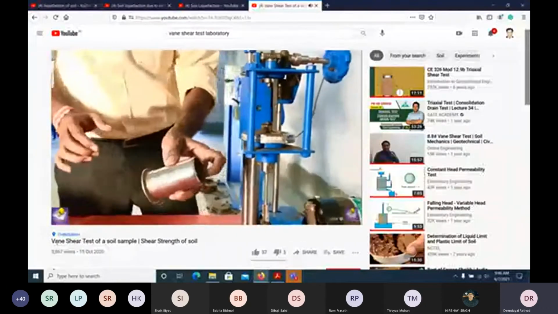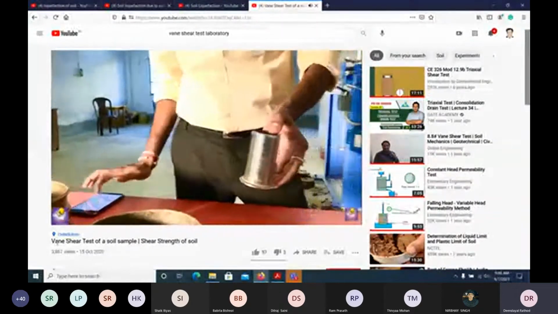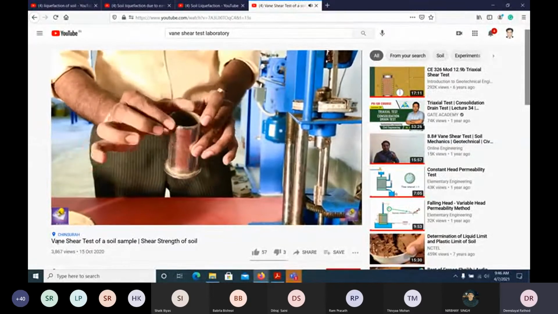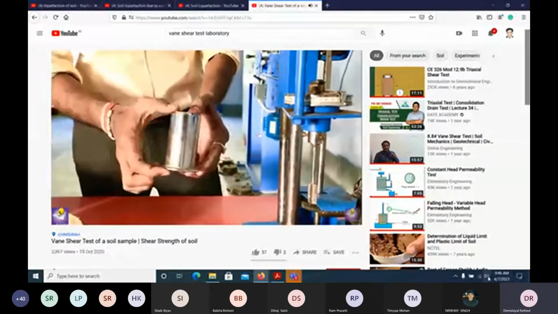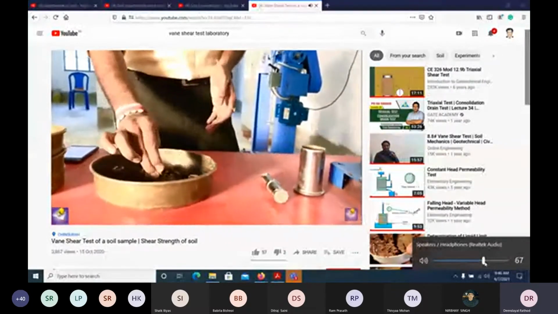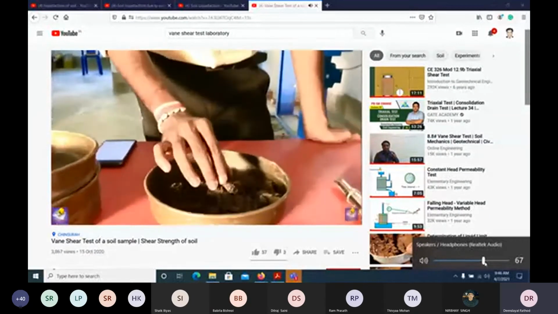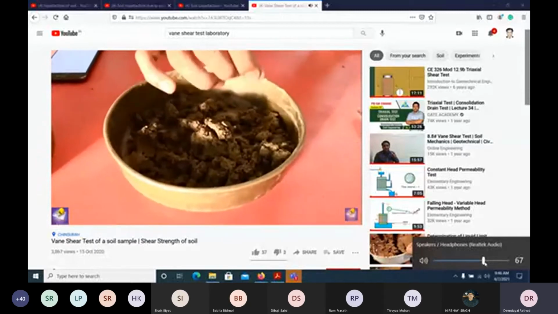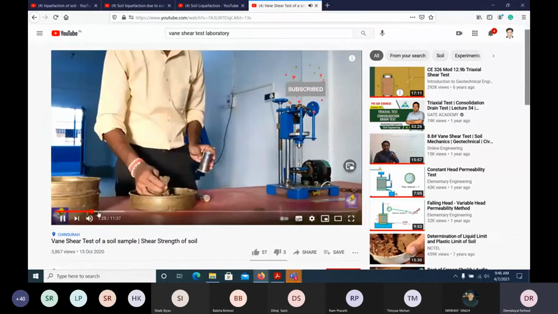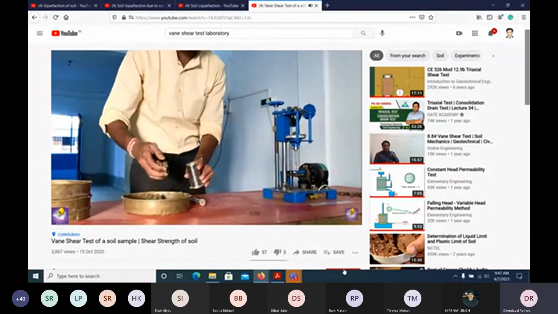This is the specimen holder or specimen container. The dimension of the specimen container is 37.5 mm diameter and 75 mm height. This is the soil. We have passed it through a 600 micron sieve and added water of 30% and mixed it properly. So now we have to prepare the sample. Anyway, this we will do in our lab class, okay, how this test is done.